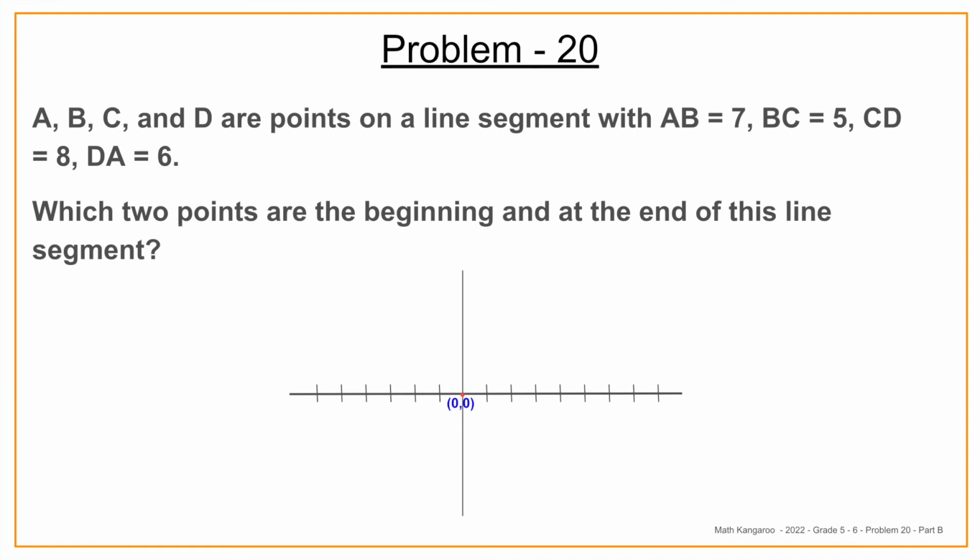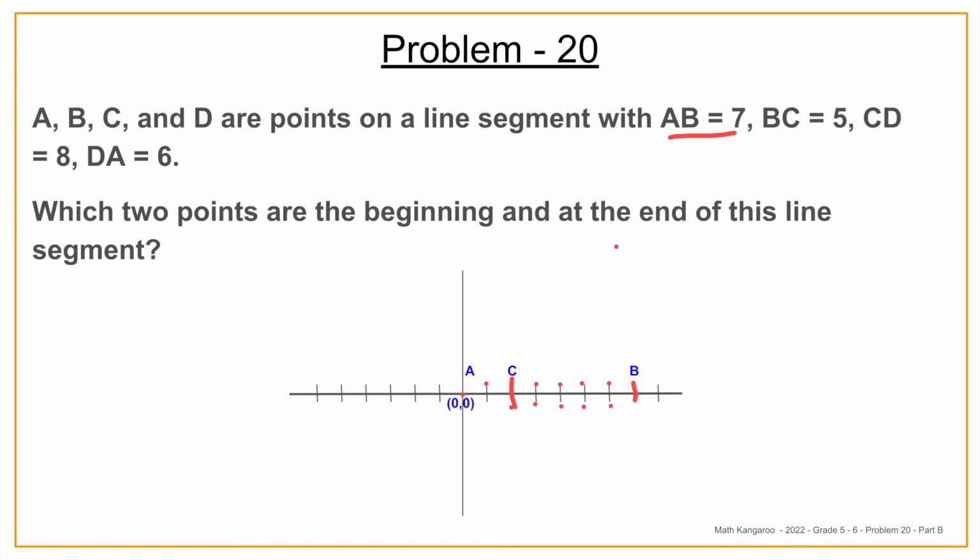We consider 0, 0 as our center and we mark it as A. Now from A to B we have 7. So we jump to 7: 1, 2, 3, 4, 5, 6 and 7. So this could be our B. We mark it as B. Now we have BC equal to 5. So we move back and we say 1, 2, 3, 4 and 5. So we mark this one as C.